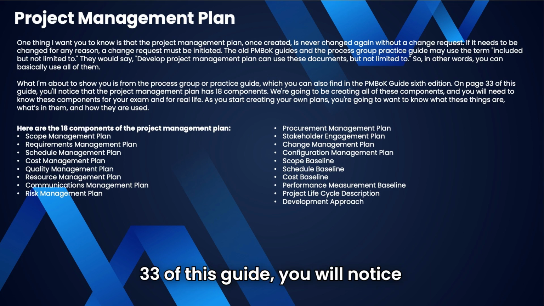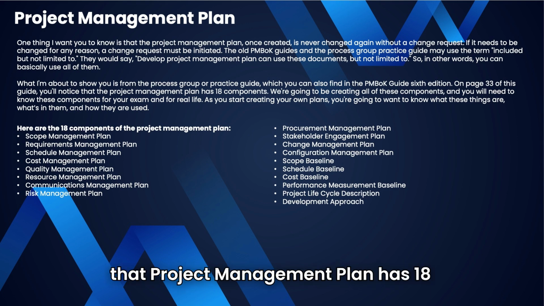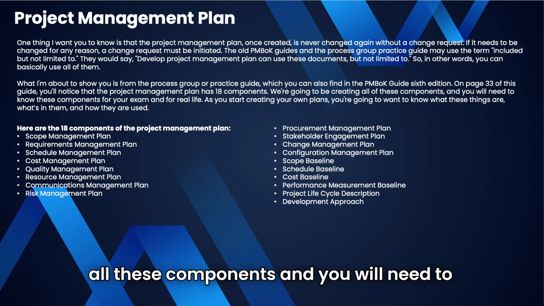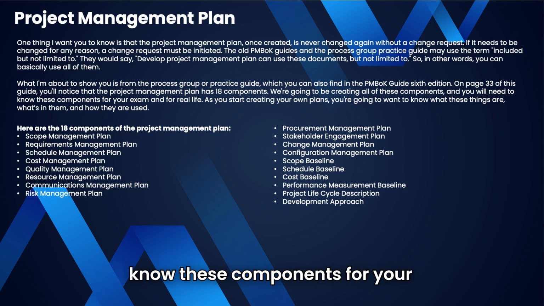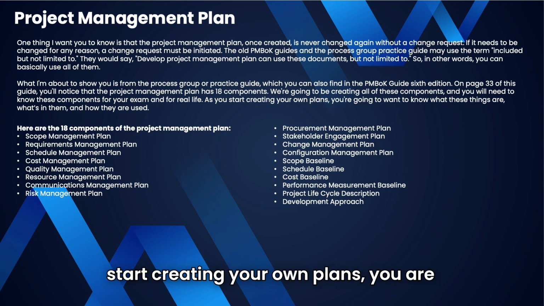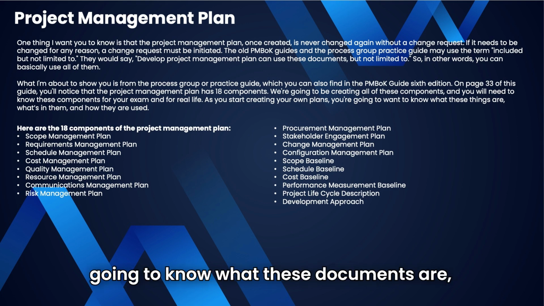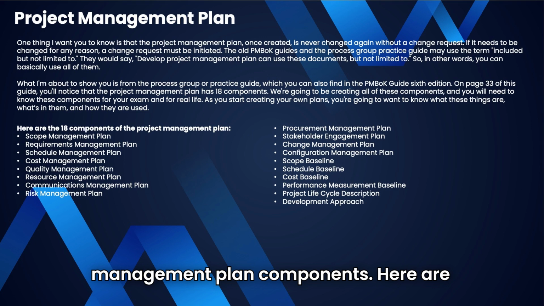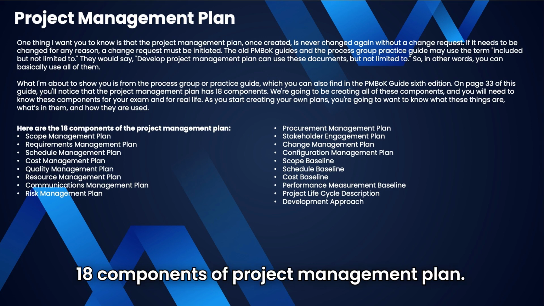On page 33 of this guide, you will notice that the project management plan has 18 components. We are going to be creating all these components, and you will need to know these components for your exam and for real life. As you start creating your own plans, you are going to know what these documents are, what's in them, and how they are used. Now let us see what these project management plan components are. Here are the 18 components of the project management plan.